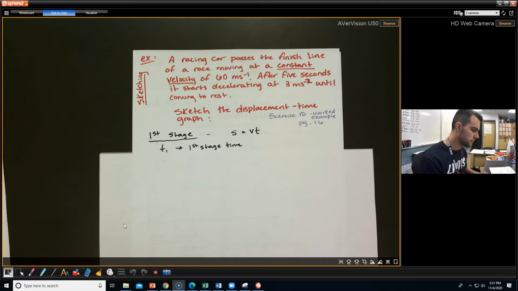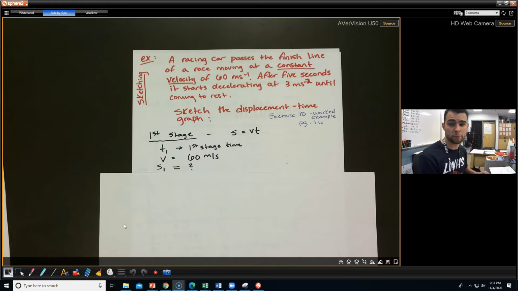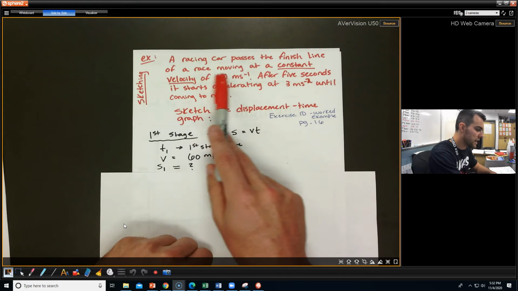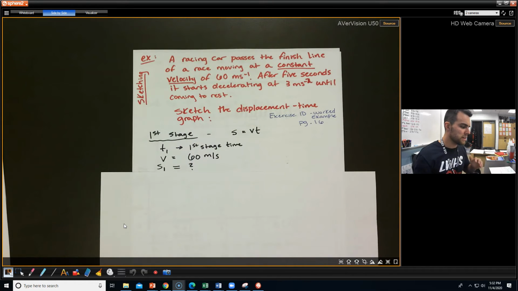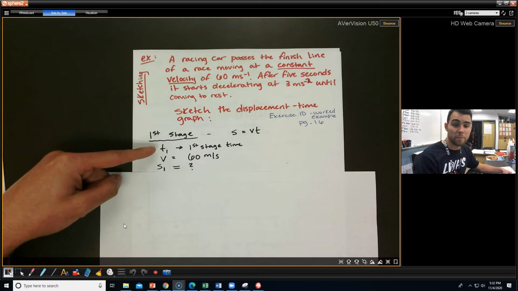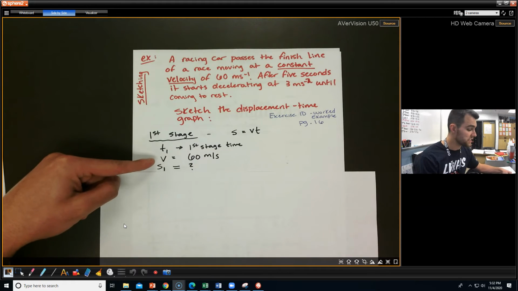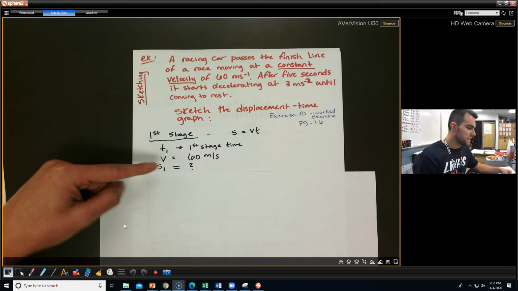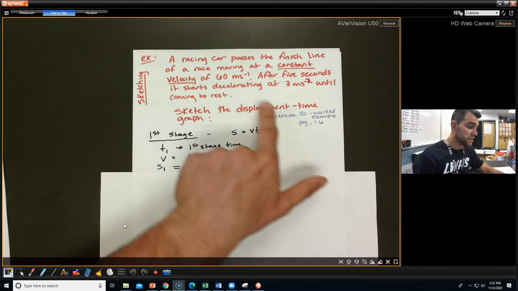So let's break this up into stages once again. I'm not going to graph anything yet because I don't really know what it's going to look like. I need an idea. Well, I do know that the first stage is this racing car passing the finish line, and it's moving at a velocity of 60 meters per second. That's what it's doing right off the bat. So I can call T1 my first stage time, V is my 60 meters per second, and I need to find my displacement.